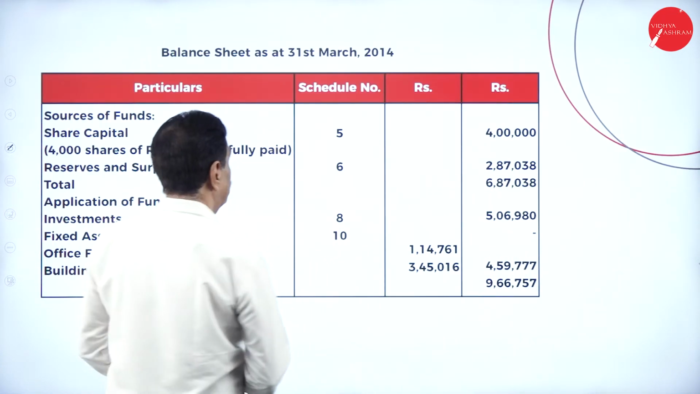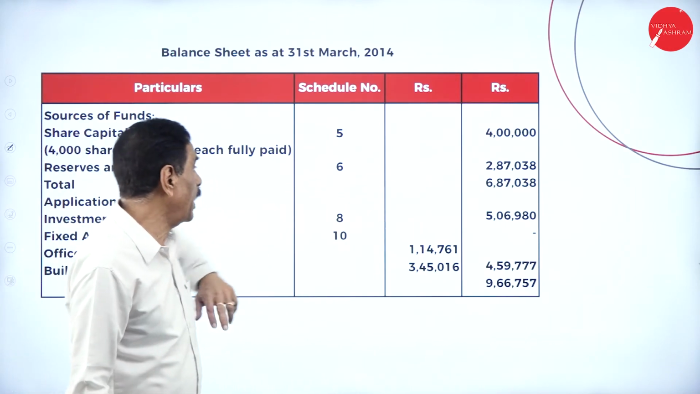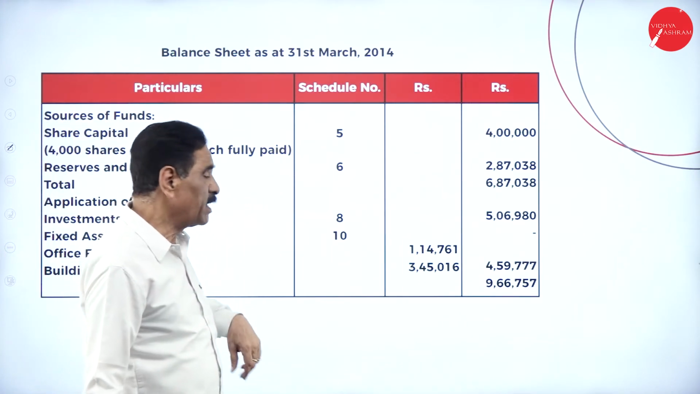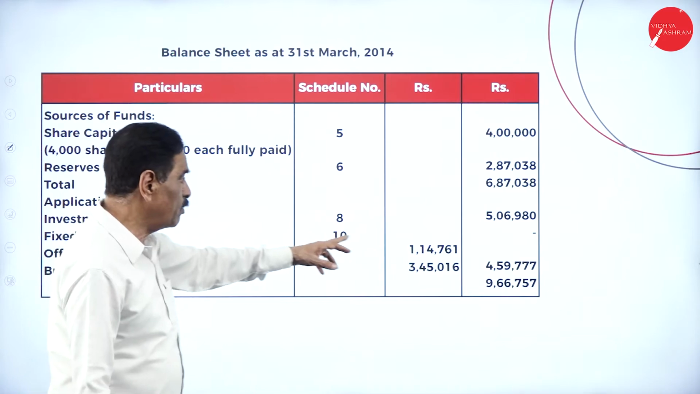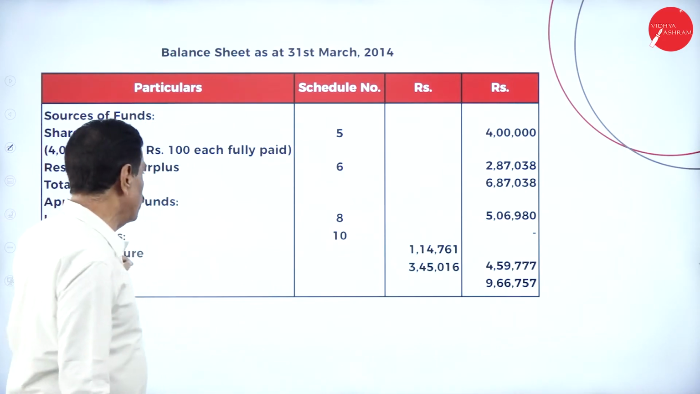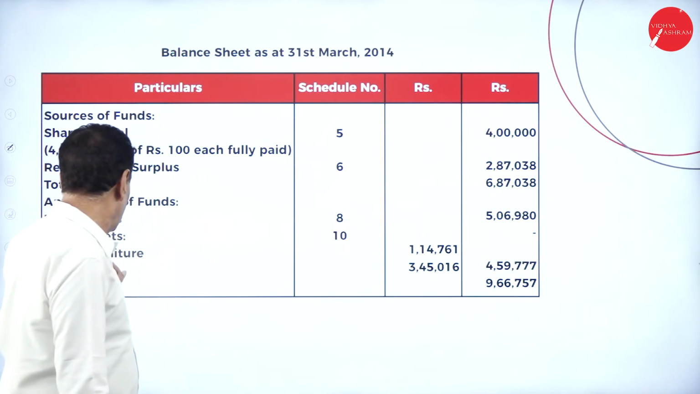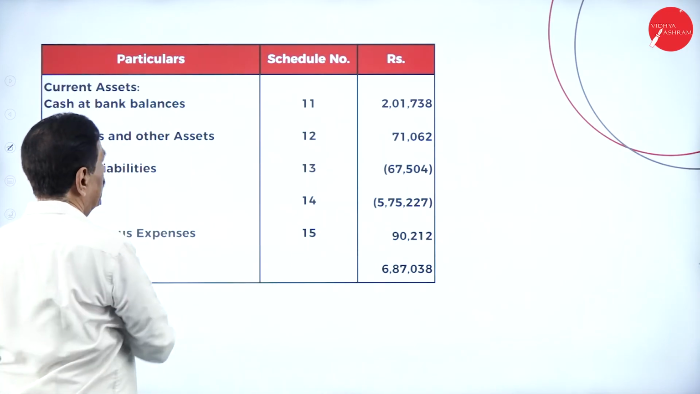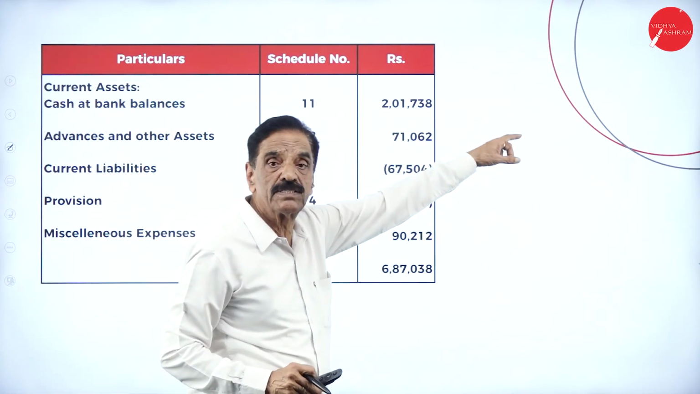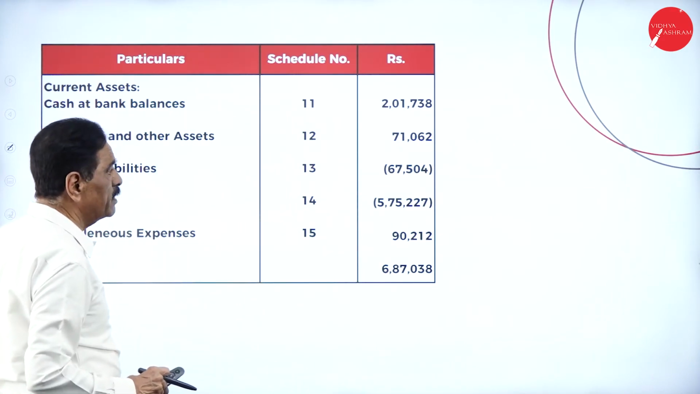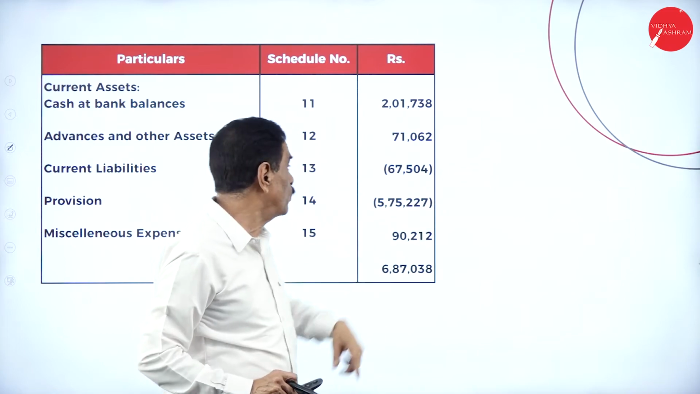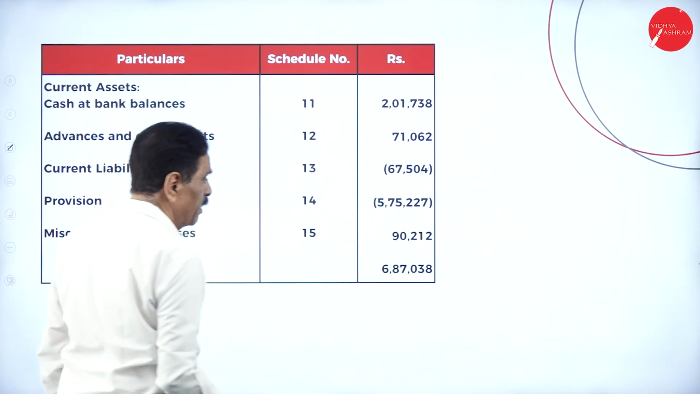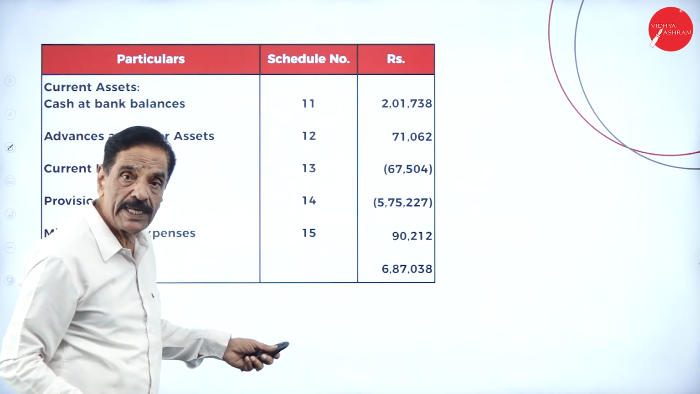Then come back to the balance sheet. Schedule number 5, share capital 4 lakh. Schedule number 6, 2,87,788. There is no schedule number 7. Schedule number 8, investment 5,06,980. Schedule number 10, fixed asset. We have got office furniture and building. It will come to 4,59,777. Then current asset, cash, schedule number 11, 2,01,738. Schedule number 12, advance other asset, 71,062. Current liabilities, this is what we have to pay. Provision which we have to pay. So miscellaneous is nothing but preliminary expense. How much does it work out to?